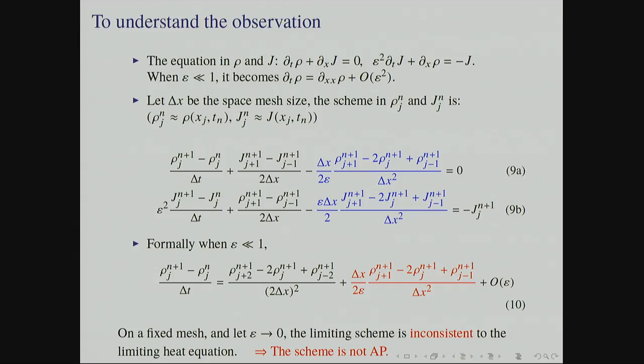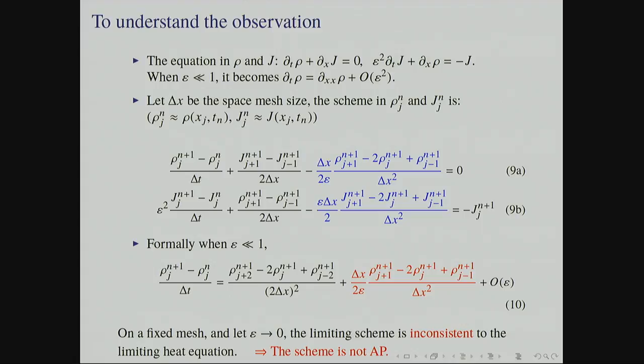To understand what happened, I can write down everything about this scheme. This is a very simple scheme. I know this equation can be written in terms of rho and g, and I also know that when epsilon is small, this is diffusive. I correspondingly write down the upwind DG method, so this is the scheme in terms of rho and g. The terms in blue are the terms we know are numerical dissipation due to the upwind treatment. This is okay when epsilon is order one, that is, when transport dominant.